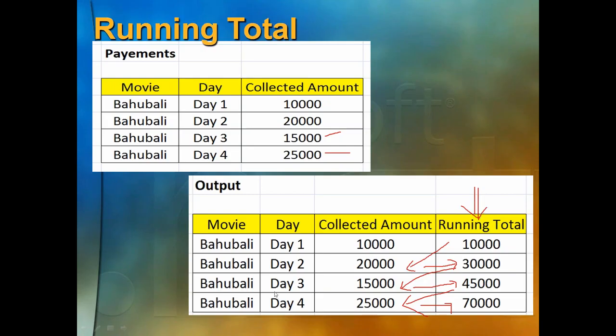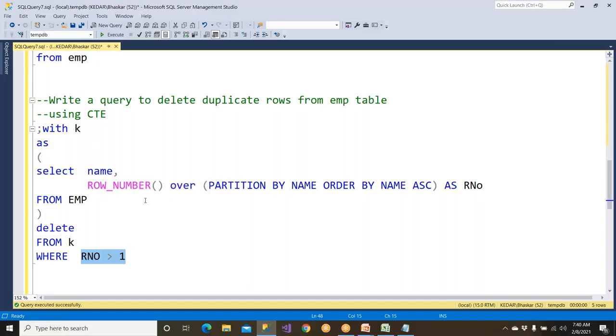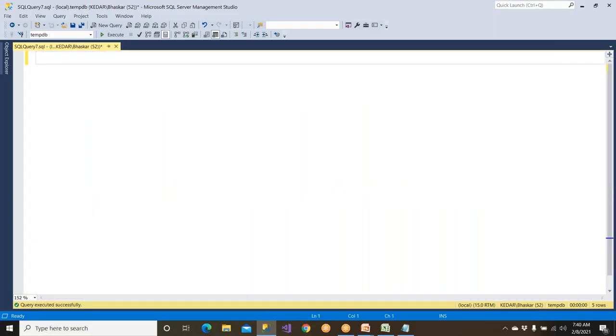Clear? People may ask you how to get a running total. To get a running total, we should be able to use the sum of C balance over order by this one. Instead of using a ranking function, you can go in for this one.